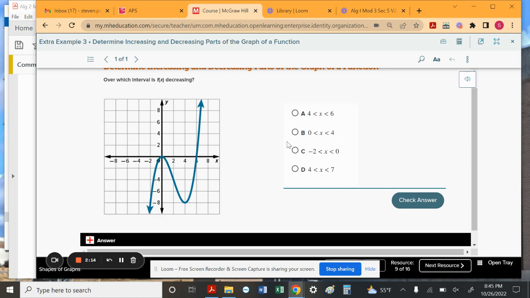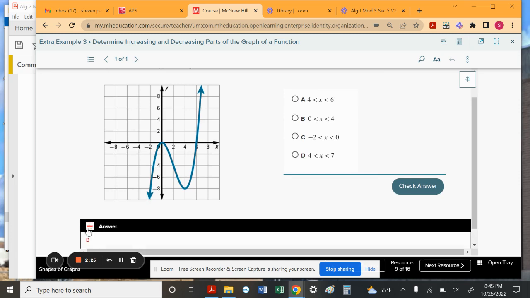Notice here, this is between. If I write it this way, that means between. So in this particular case, it is between 0 and 4. So that would be B. Okay, so let's move on to the next one.